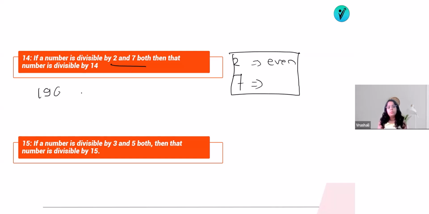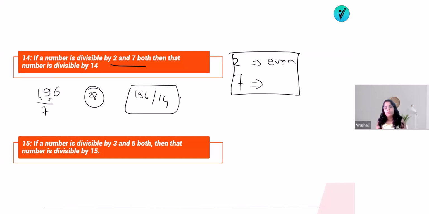Like suppose I took the number 196. I know that first it is even. If you check for 7, 7 2s are 14, there will be 5, 7 8s are 56, so it is divisible by 7. That means this number will be divisible by 14 also. So you just have to check for 2 and 7.